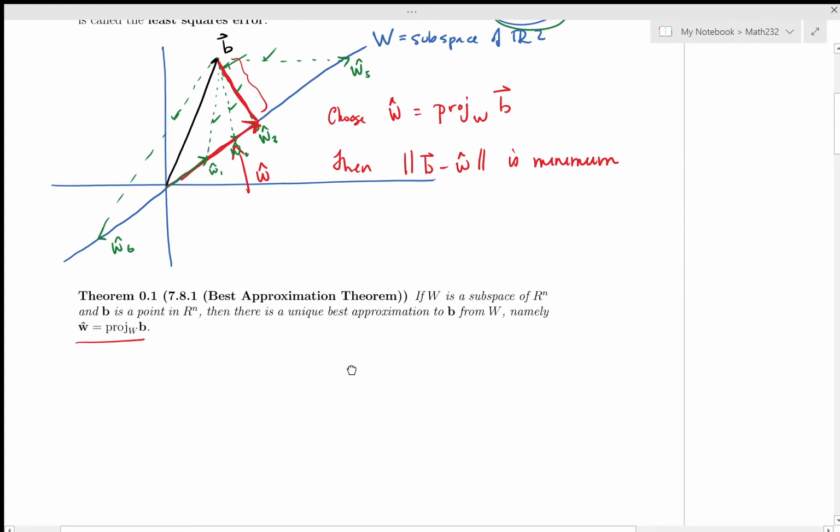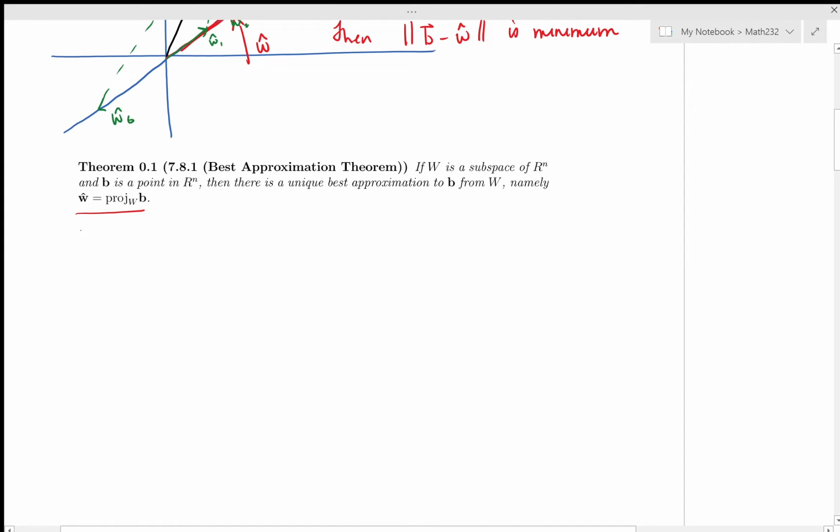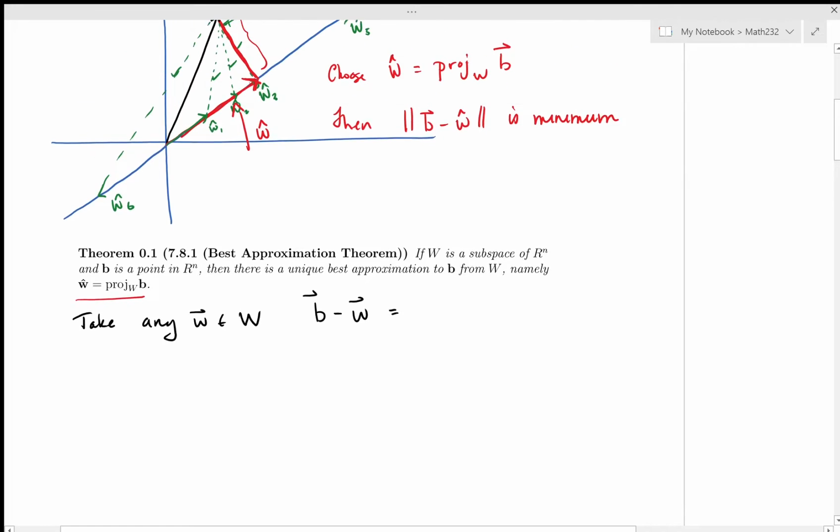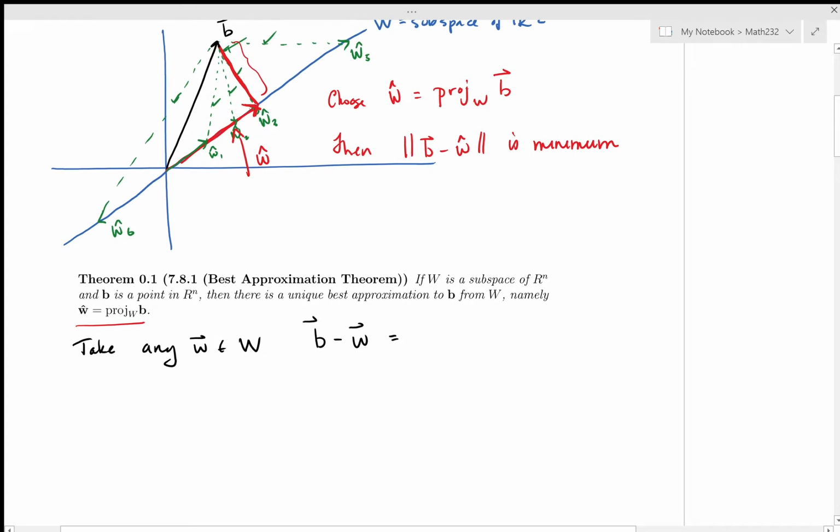Well, let's do it this way. I say take any W in the subspace, capital W, and then compute the distance between B and that W. Let's look at what that distance is. So we take a W like that, and then we have this vector here as well.